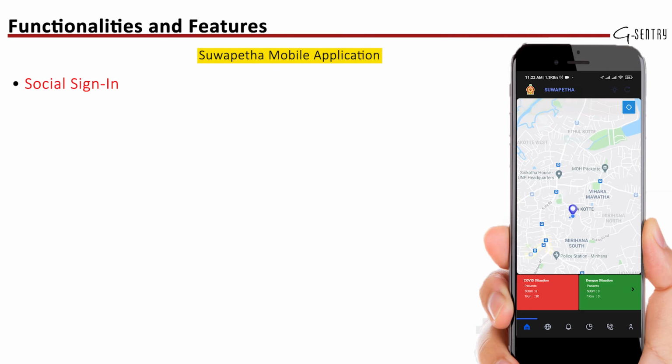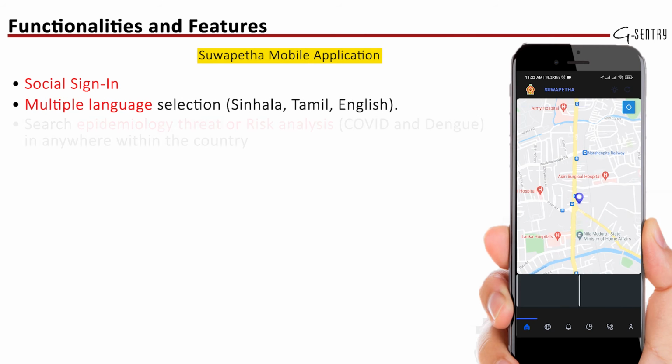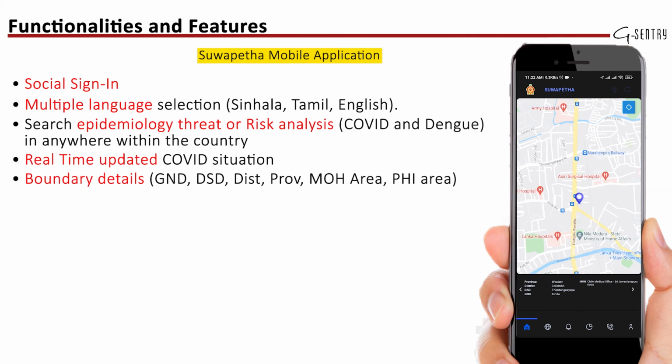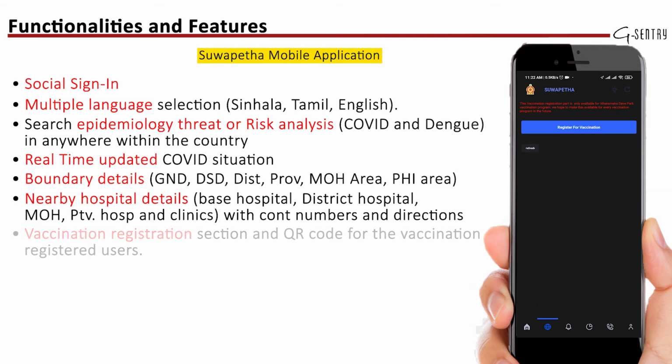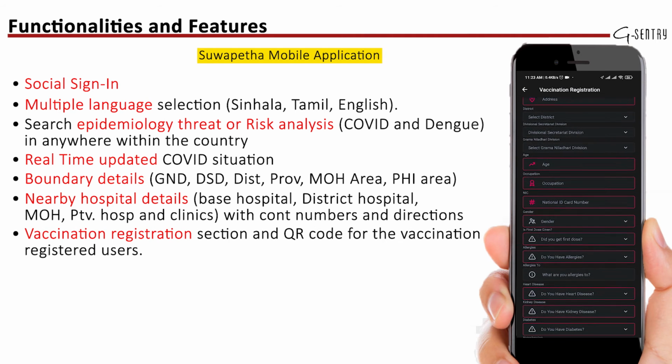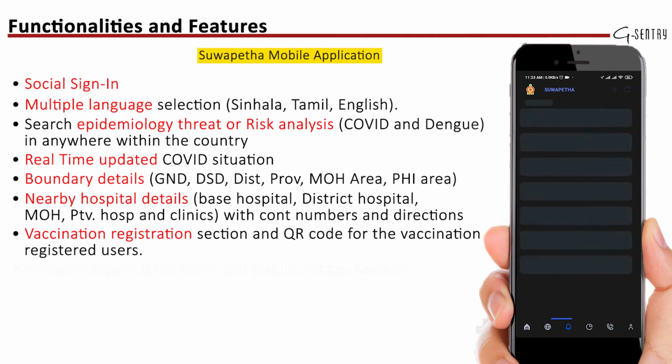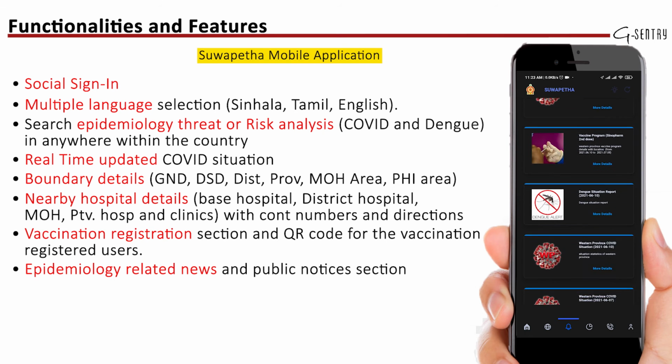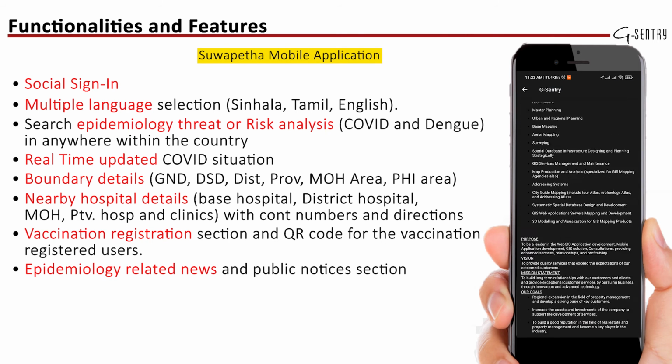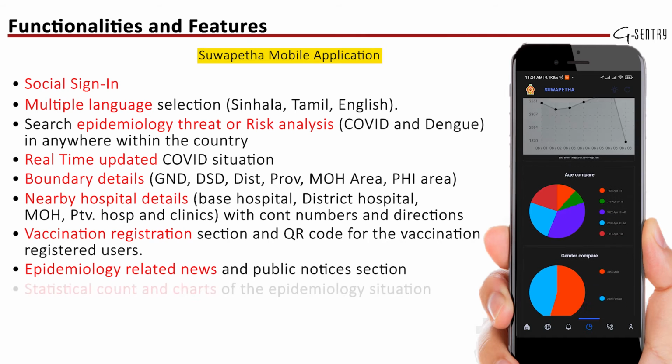Suwapatha mobile application: social sign-in, multiple language selection, search epidemiology threat, real-time updated boundary details, nearby hospital details, vaccination registration, epidemiology-related news, statistics and charts, emergency contact, and real-time push notifications.